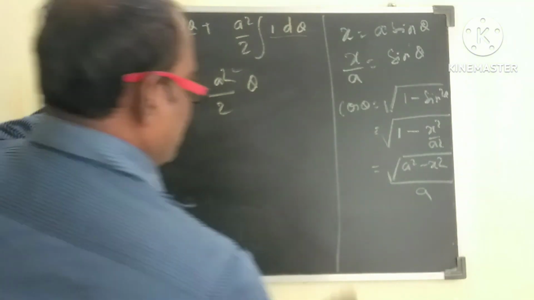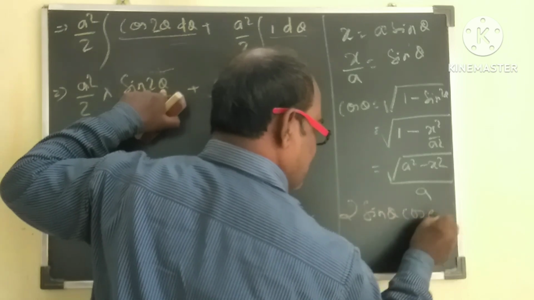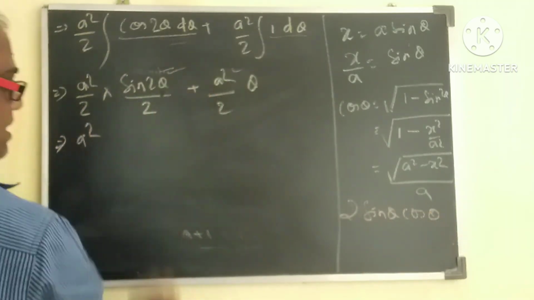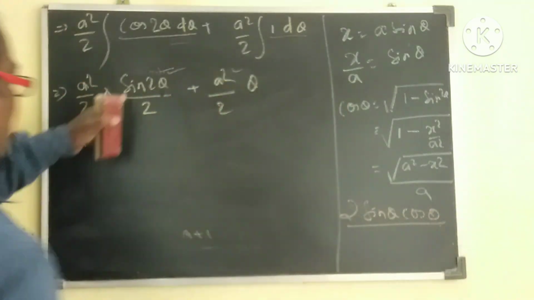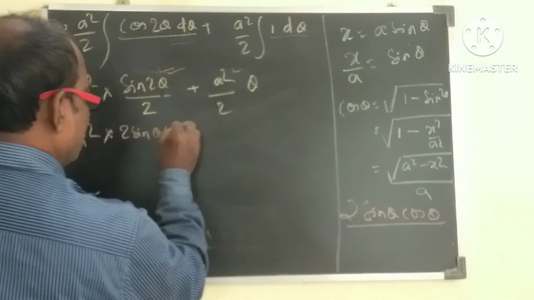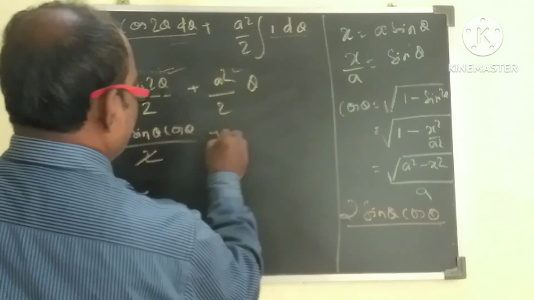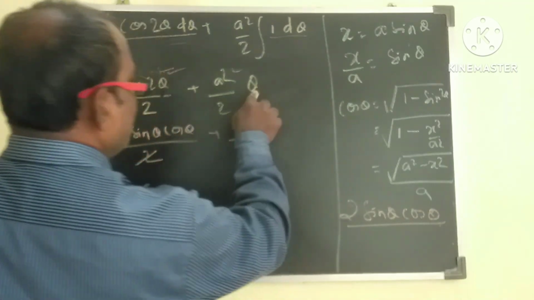since sin 2 theta is equal to 2 sin theta cos theta. So instead of sin 2 theta, we can write here 2 sin theta cos theta, that is into 2 sin theta cos theta divided by 2. This gets cancelled off, plus a square by 2 theta.